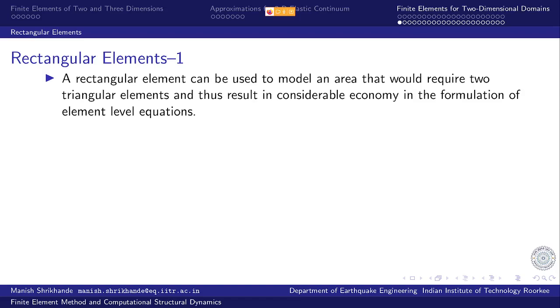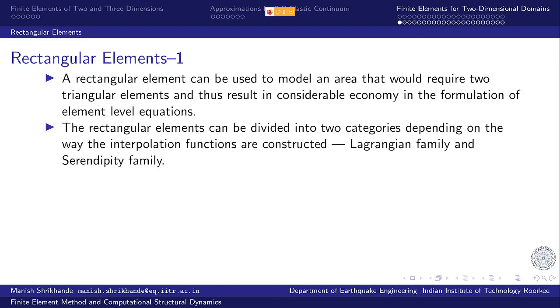And it comes naturally. The Cartesian coordinate system adopts rectangular geometry very naturally. So they can be used to develop models and develop the finite element mesh in a very convenient fashion, and data preparation also becomes much simpler in rectangular geometry. So a rectangular element can be used to model an area that would require two triangular elements, and thus results in considerable economy in formulation of element level equations.